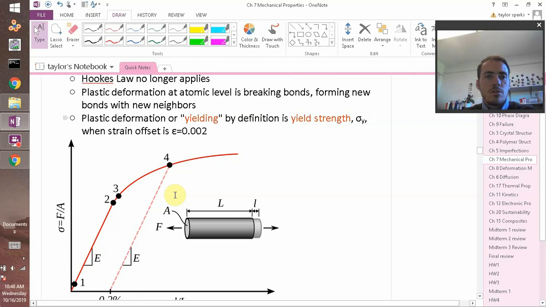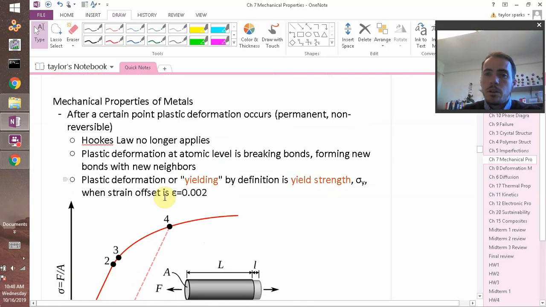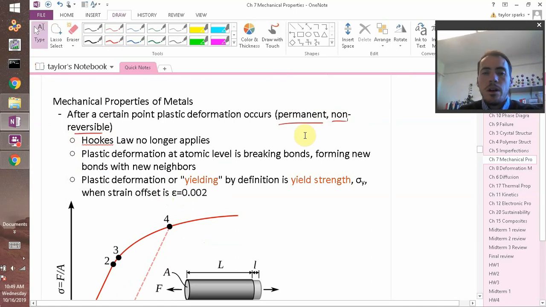All right, so up until now, everything's been nice and elastic. You pull on something and then it will go back. What happens when you get plastic deformation? Well, this is permanent and non-reversible. Those are the key words here, non-reversible and permanent. So Hooke's law no longer applies.